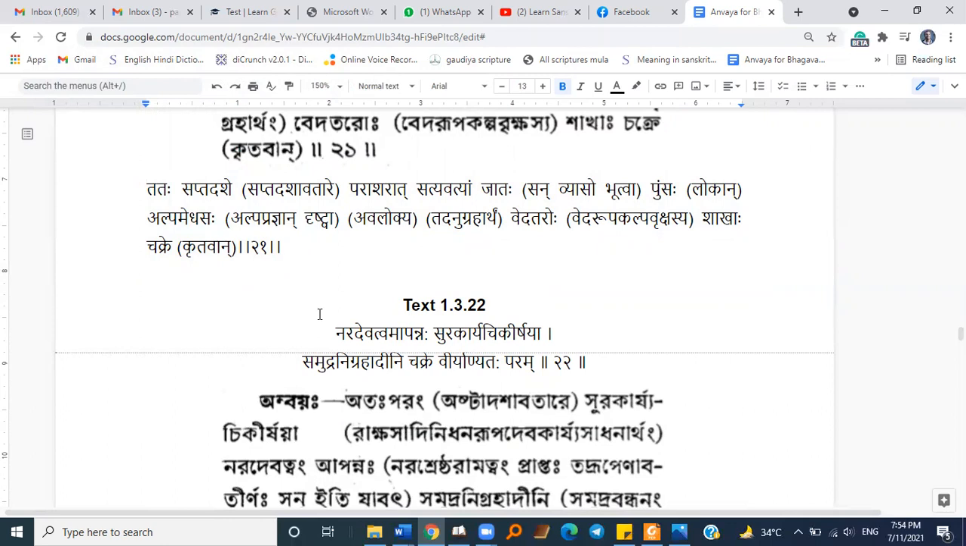Thereafter, Lord Vishnu, in his 17th incarnation, Saptadasha, he took birth, or rather he appeared in Satyavati, you know, 7-1, in Satyavati from Parashara, or by Parashara, as Vyasadeva. Okay, so Vyasadeva is the son of Satyavati from Parashara.